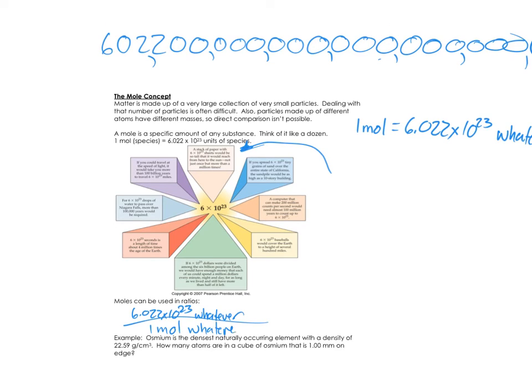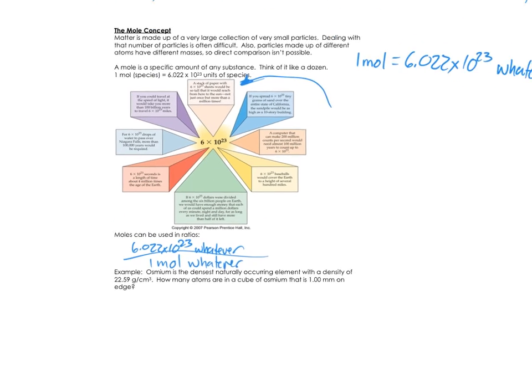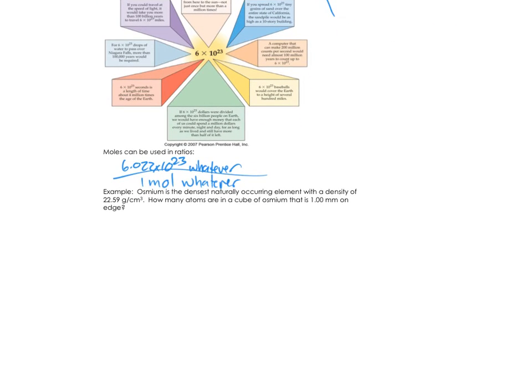So let's try it out. Osmium is the densest naturally occurring element with a density of 22.59 grams per centimeter cubed. How many atoms are in a cube of osmium that is 1.00 millimeters on edge?